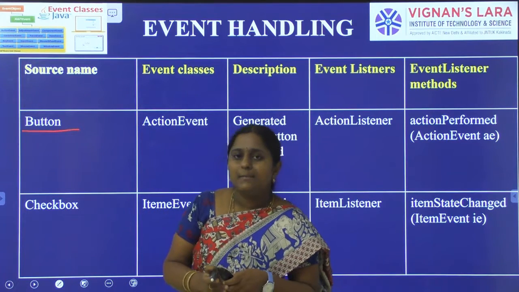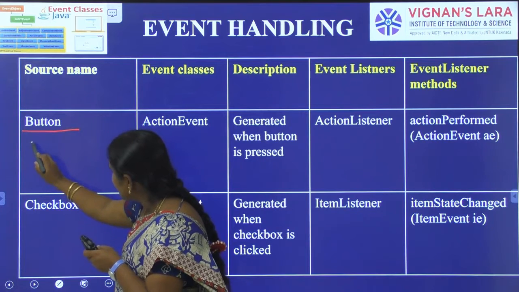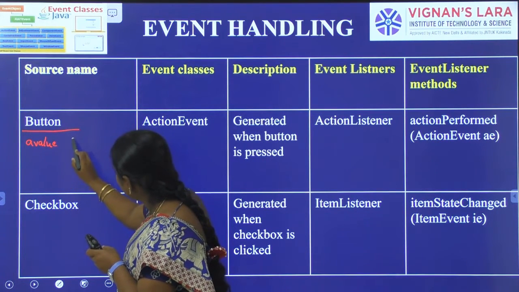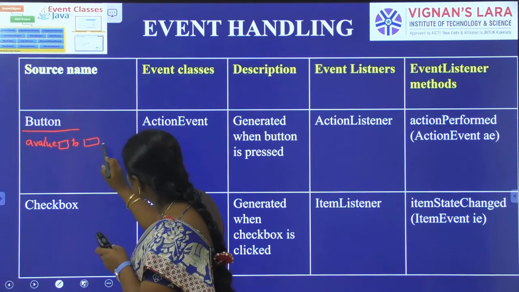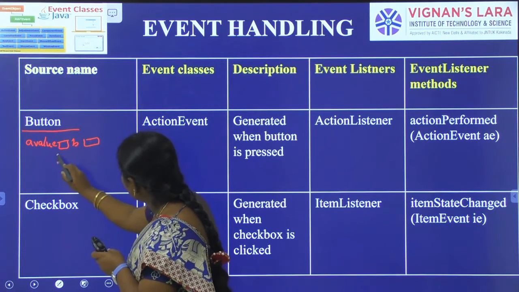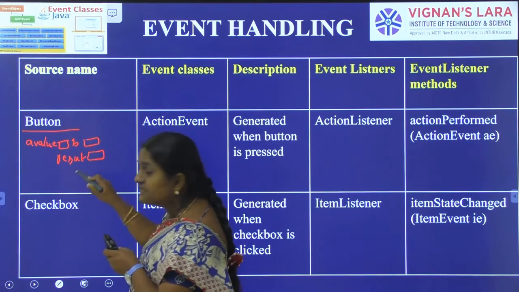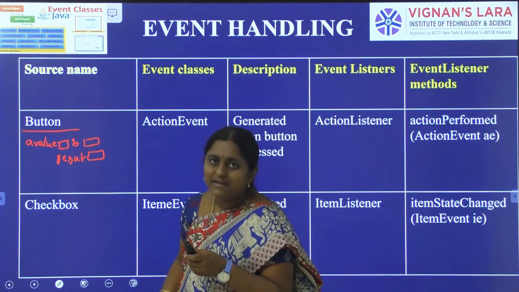Source name is button. For example, we have two text fields: enter A value and B value. We can read A value and B value on the console. Our result can be stored in a third text field. Text field is an AWT component. It allows single line data.